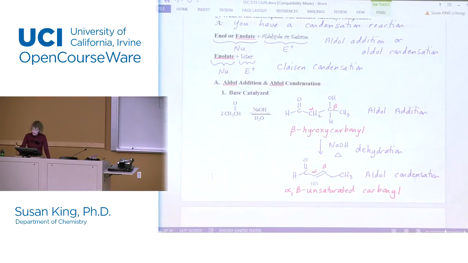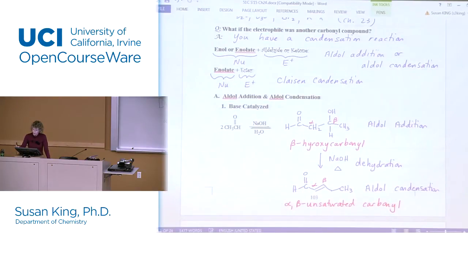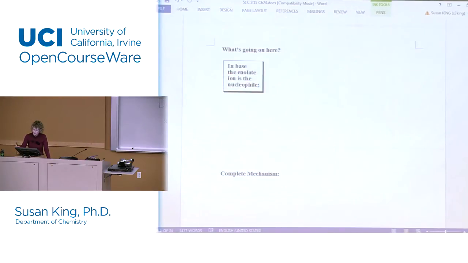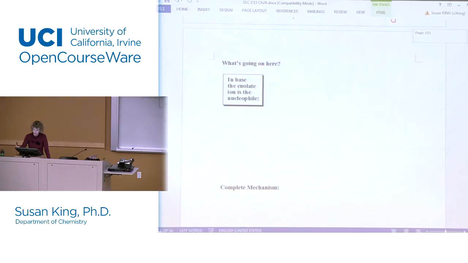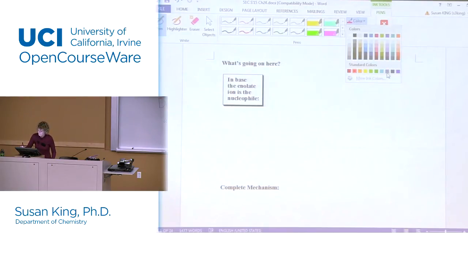That's the idea. I'm going to show you conceptually what's happening, and then we'll go through the complete mechanism. Here's what's going on, which is not the complete mechanism. If I ask you for this mechanism on the test, then that one I want you to see is the complete mechanism.